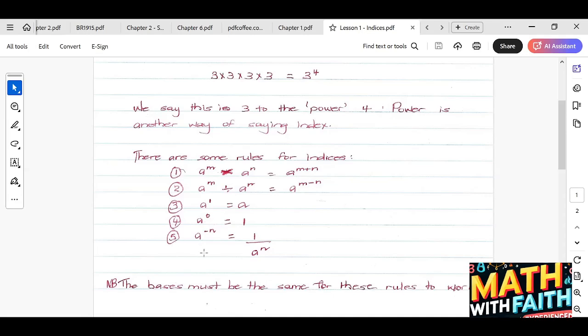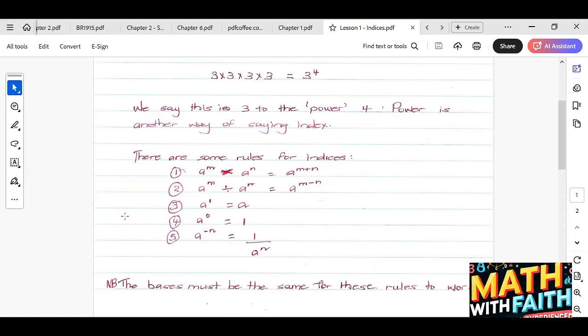And the fifth rule is a to the minus n. So what do we do with these negative indices? What do those negative indices mean? It means that it's 1 over a to the n, right? So it's like a reciprocal. It's 1 over a to the power of whatever is after that minus sign. So these are the 5 rules.